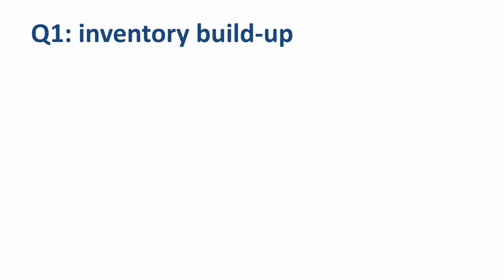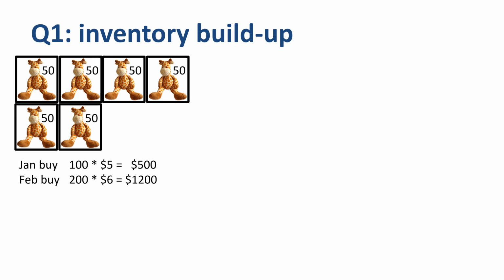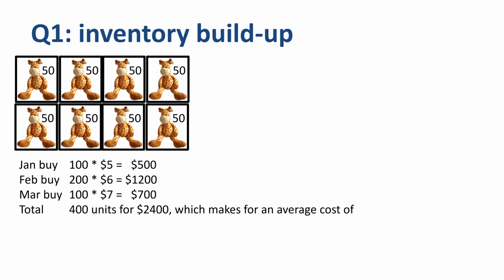In January, they buy 100 units, packed in 2 boxes of 50 units each at $5 per unit. In February, 200 units, 4 boxes of 50 units at $6 per unit. In March, another 100 units, 2 boxes of 50 units at $7 per unit. The cost per unit for buying these toy giraffes is going up fast. The Q1 ending inventory is 400 units at a total purchase price of $2,400, so on average $6 per unit.